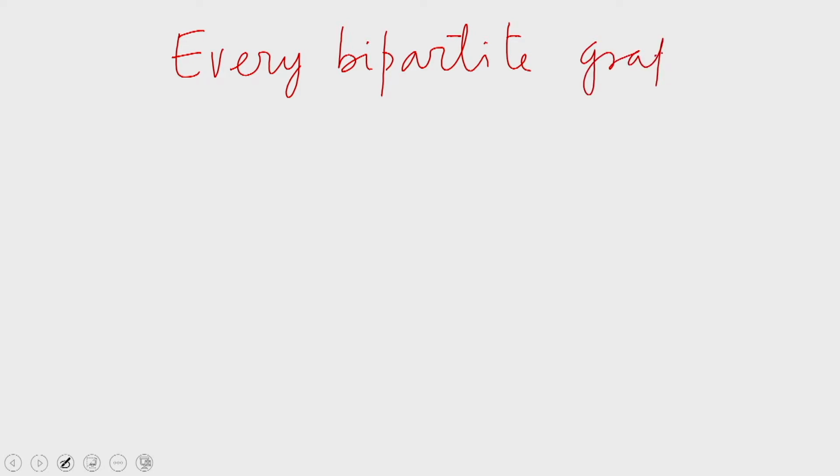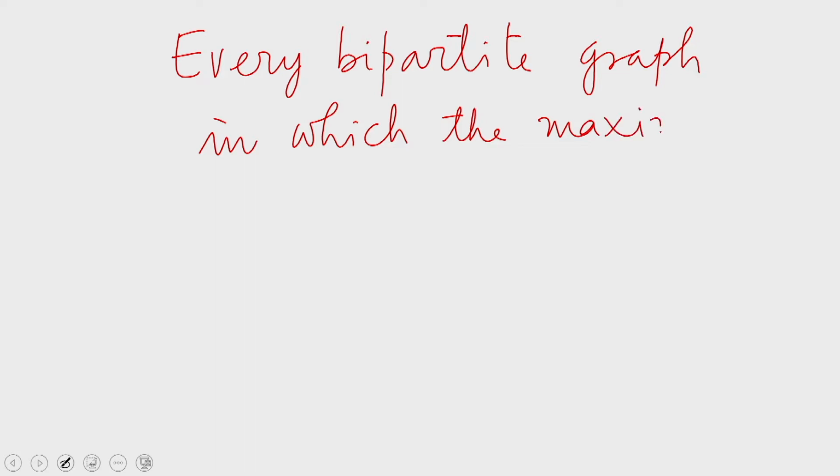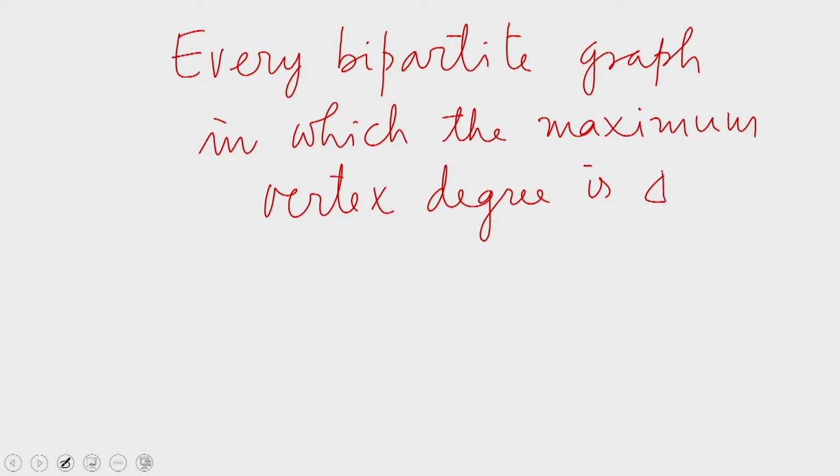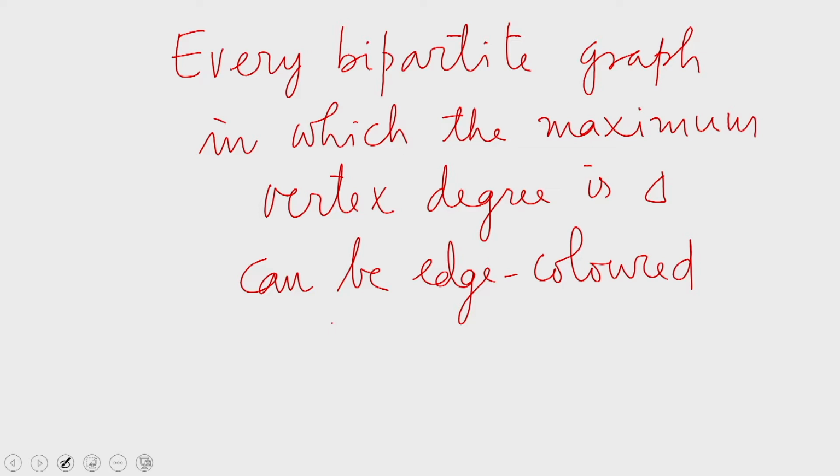And then a well known graph theoretic fact is that every bipartite graph in which the maximum vertex degree is delta can be edge colored using delta colors.